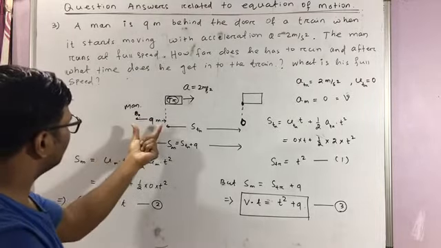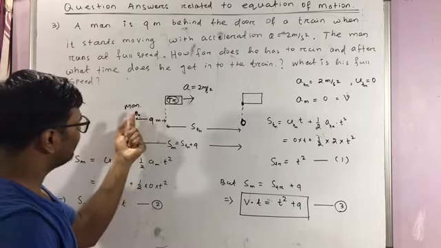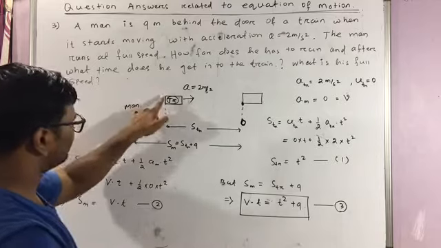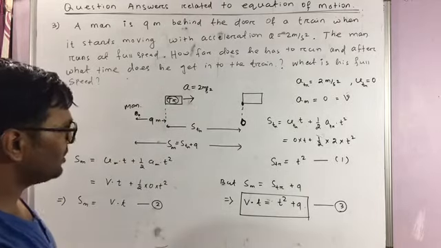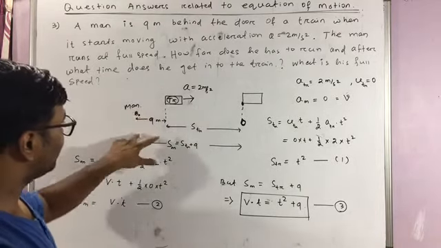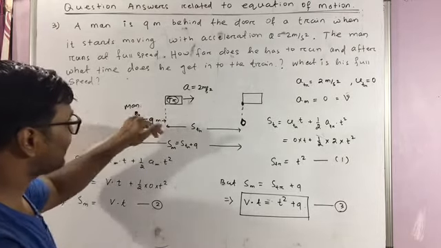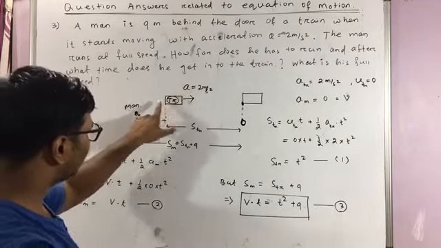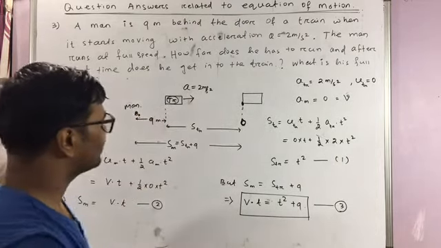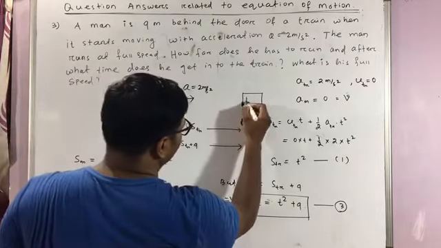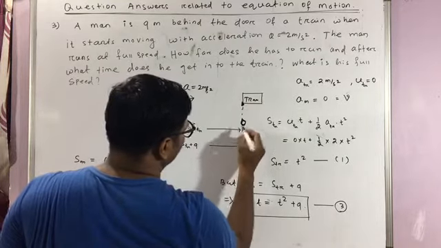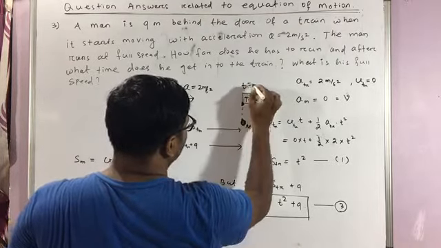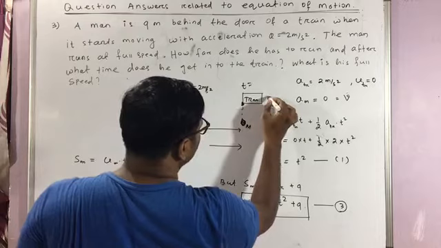Means when the man is able to cover this gap, then he might get a chance to get into the train. Got? To cover the 9 meter the man will take some time, and in between that time the train will not be here, it will come to this point. This is the train's position. This is the man's position. Here the time is t, and the speed of the train is v.